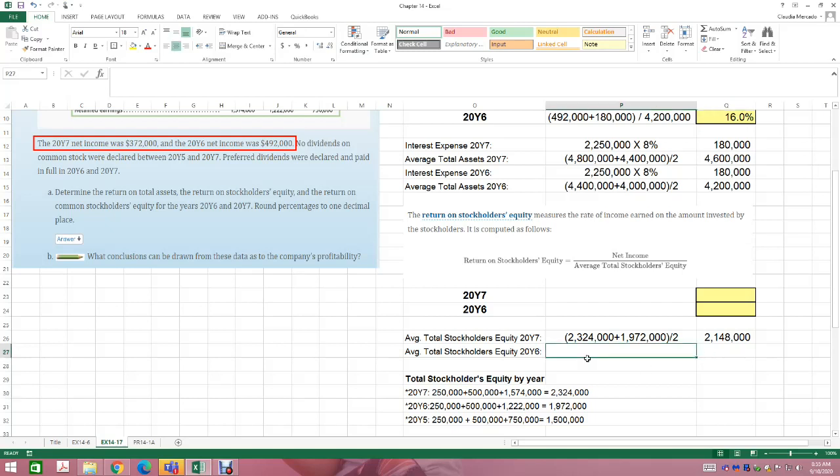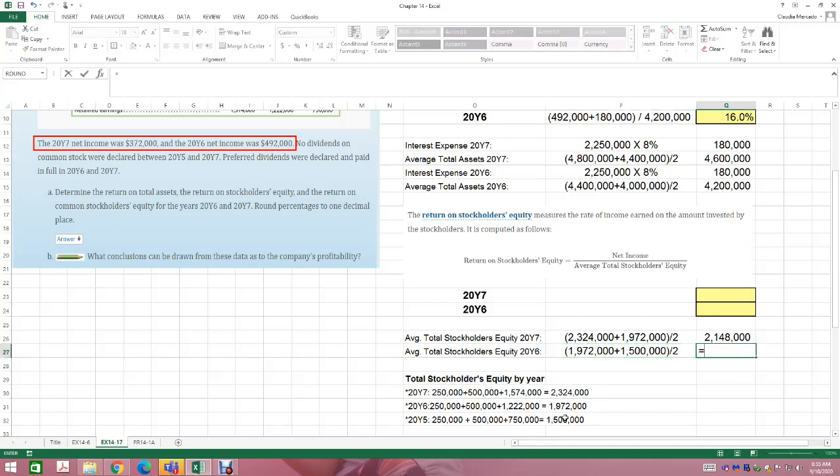We're going to do the same thing for 20Y6. For 20Y6, I'm going to start off with my 20Y6 number, which is 1,972,000. I'm going to add my prior year, 20Y5, which is 1,500,000, and I'm going to divide by 2. So let's see what that gives us. Okay, so that'll give me 1,736,000.